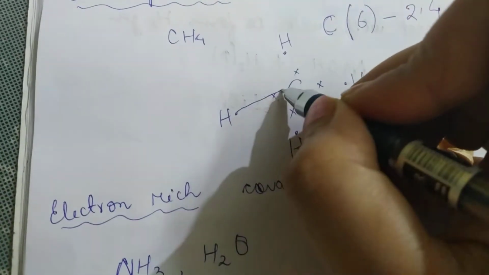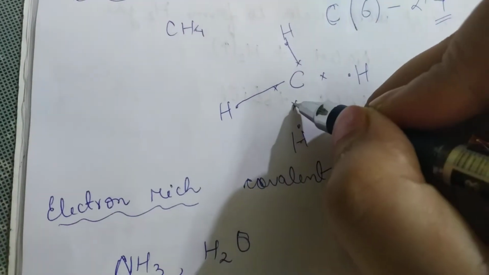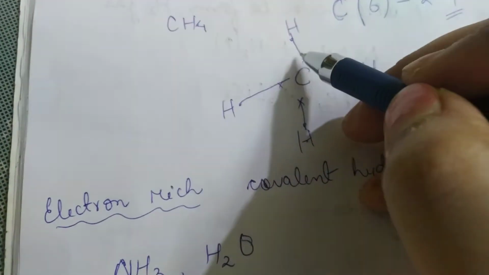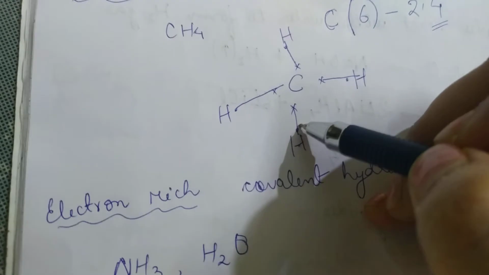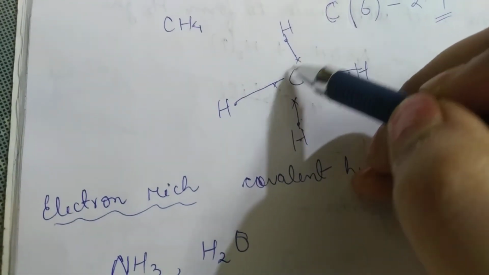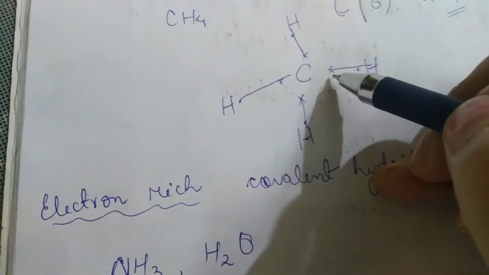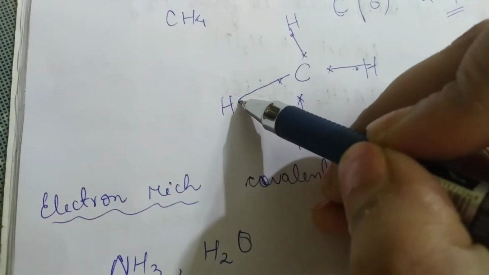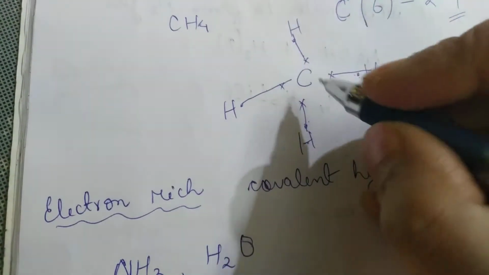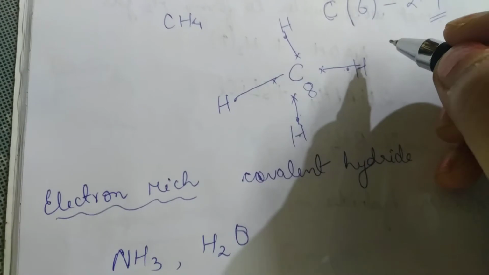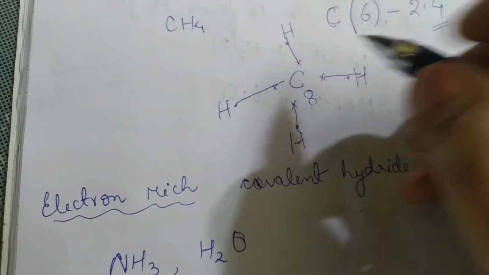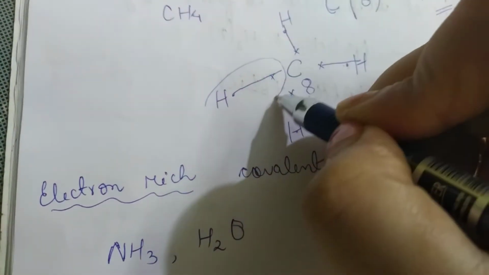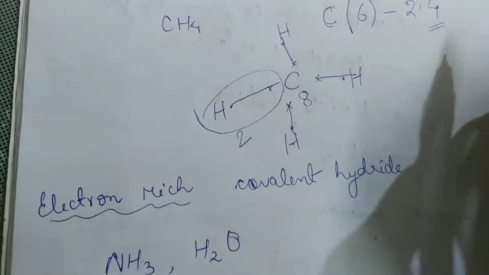It forms single covalent bonds. 4 single covalent bonds will form. First single covalent bond, second, third and fourth. Carbon initially had how many electrons on its own? 4 electrons, and 4 more derived from the 4 hydrogen atoms. So carbon's electron count is exactly the perfect 8. For each of the hydrogen atoms the number of electrons is 2.